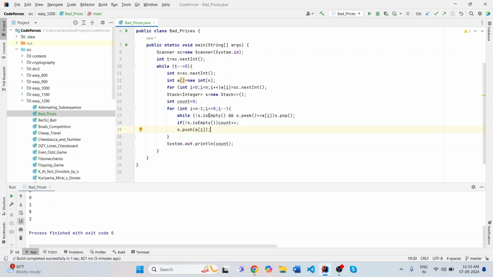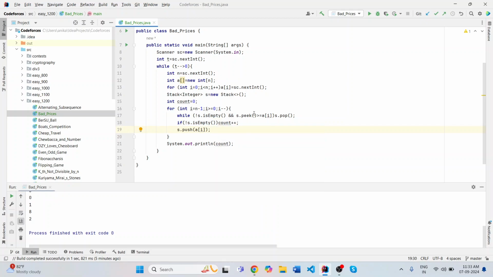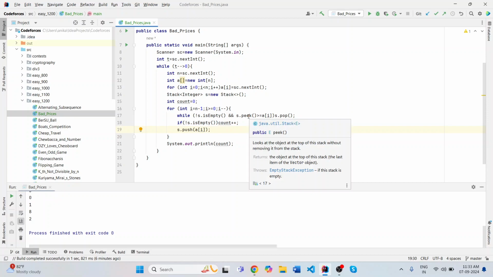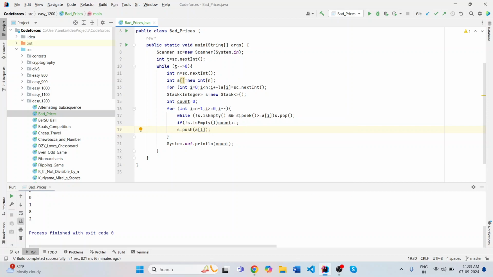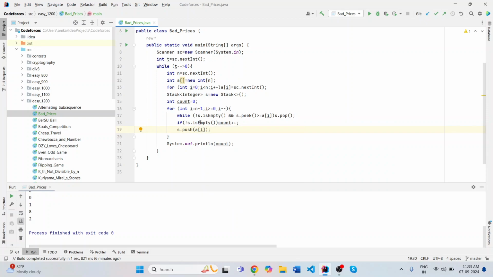Now for any current element, we shall check while the stack is not empty and there is any greater element, because we want to find the smaller, so we have to remove all the elements greater than the current element. We are removing all the greater elements. Now if anything is left, that will be smaller than our current element, so we have to increase the count.